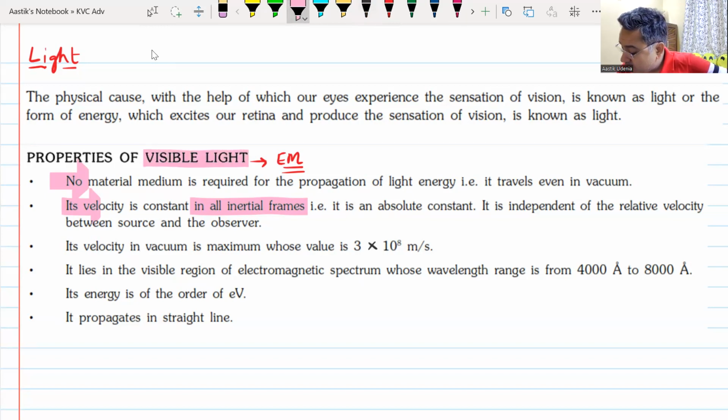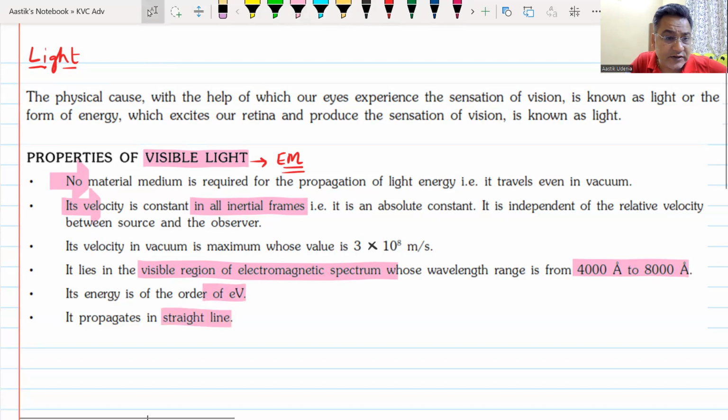If we are talking about visible light, the visible range of light is from 4,000 to 8,000 Angstrom units. You must know these facts. They are asking questions based on facts. The energy of light or a photon of light, we have seen that theory, will be in electron volts. Light always travels in a straight line. I hope you remember this. Yes, sir.